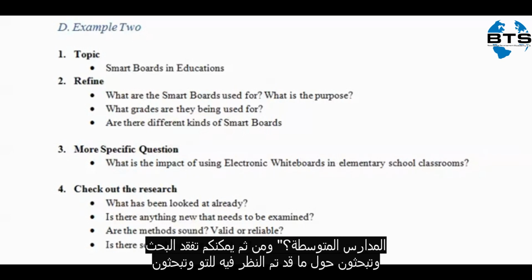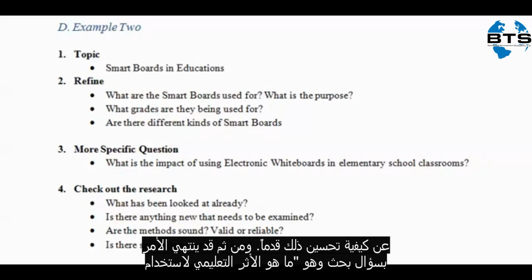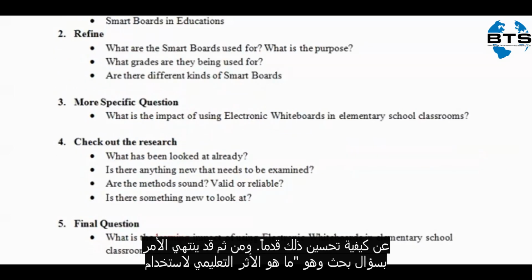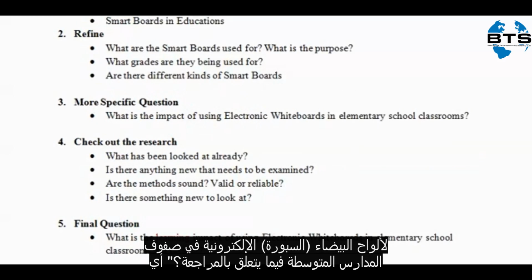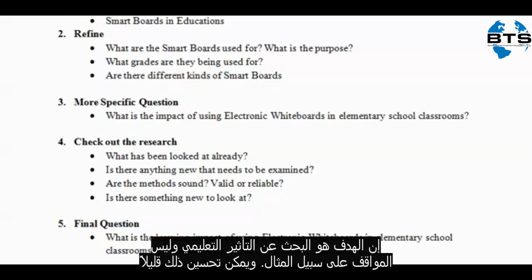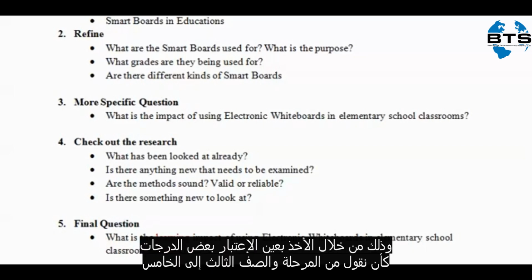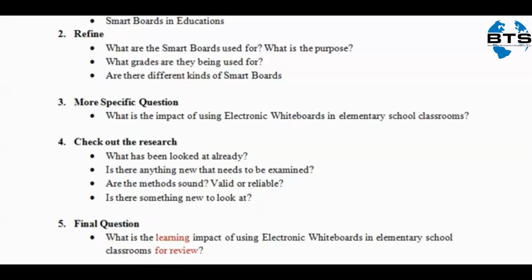Then you can start to check the research out and see what's looked at, see how you might want to refine that further. And so then you might get to what is the learning impact of using electronic whiteboards in elementary school classrooms. So it's a purpose and it's looking at their learning impact, not attitudes, for example. You may want to refine that even more, a little bit more by looking at specific grades, so in grades 3 to 5 or something of that nature. And that would be a nice research question.